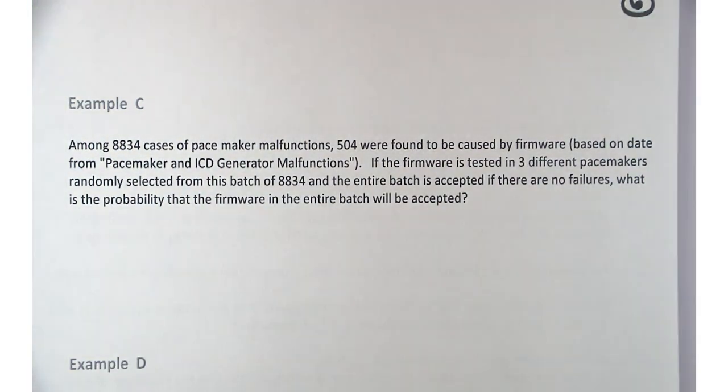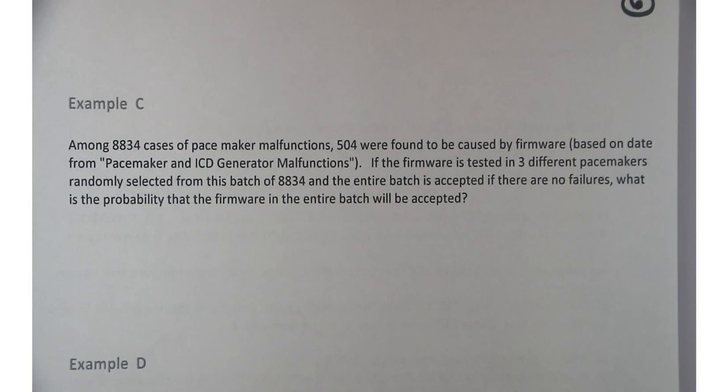Among 8,834 cases of pacemaker malfunctions, 504 were found to be caused by firmware. If the firmware is tested in 3 different pacemakers, randomly selected from this batch of 8,834, and the entire batch is accepted if there are no failures, what's the probability that the firmware in the entire batch will be accepted?